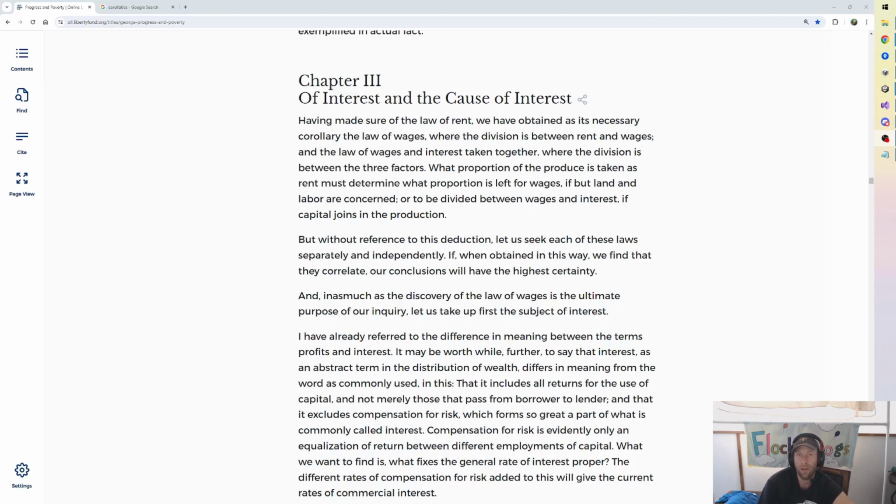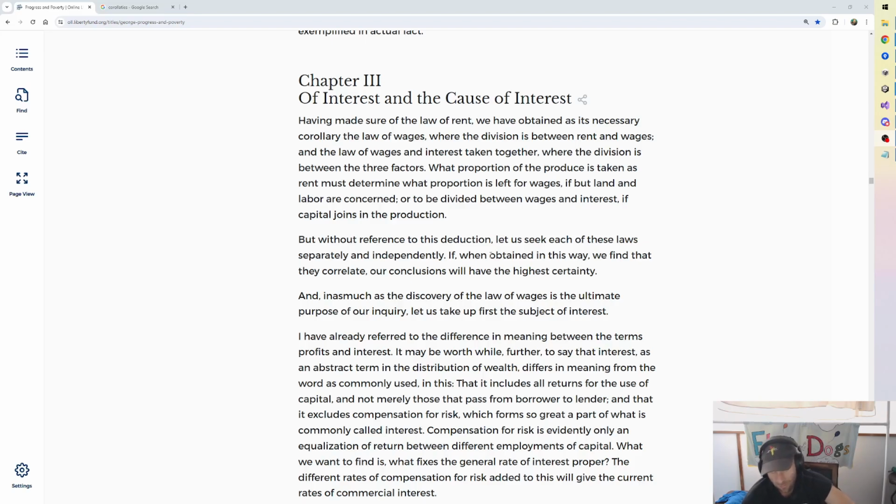George says, having made sure of the law of rent, we have obtained as its necessary corollary the law of wages, where the division is between rent and wages, and the law of wages and interest taken together, where the division is between the three factors. What proportion of the produce is taken as rent must determine what proportion is left for wages, if but land and labor are concerned, meaning there's no capital, or to be divided between wages and interest if capital joins in the production. But without reference to this deduction, let us seek each of these laws separately and independently. If, when obtained in this way, we find that they correlate, our conclusions will have the highest certainty.